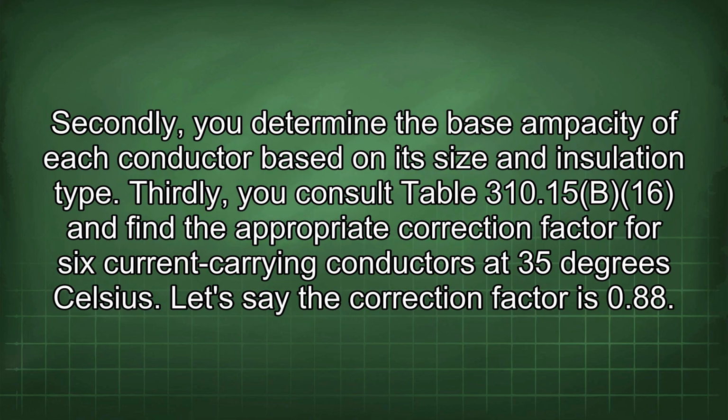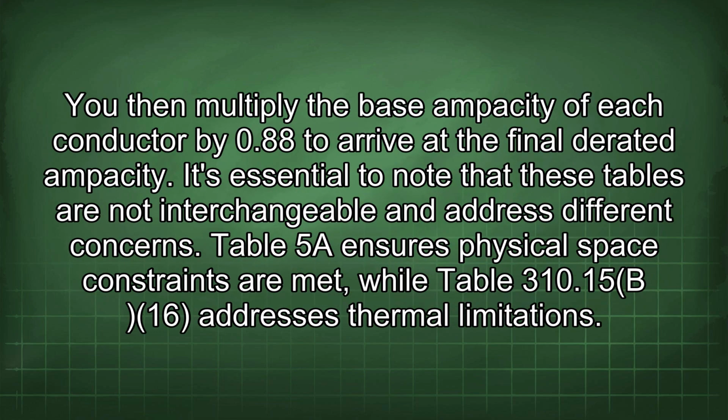Secondly, you determine the base ampacity of each conductor based on its size and insulation type. Thirdly, you consult Table 310.15(B)(16) and find the appropriate correction factor for 6 current-carrying conductors at 35 degrees Celsius. Let's say the correction factor is 0.88. You then multiply the base ampacity of each conductor by 0.88 to arrive at the final derated ampacity.